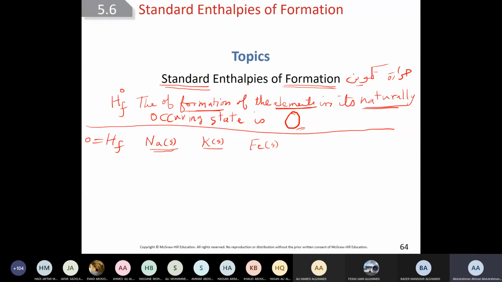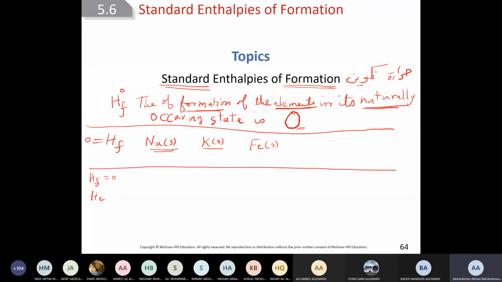Sodium is available as solid. K is available as solid. Fe is available as solid. Okay, almost everything is available as solid, but there are some gases. What are the gases now? The heat of formation is also equal to 0 for the gases. What are the gases? The noble gases, like for example, helium.